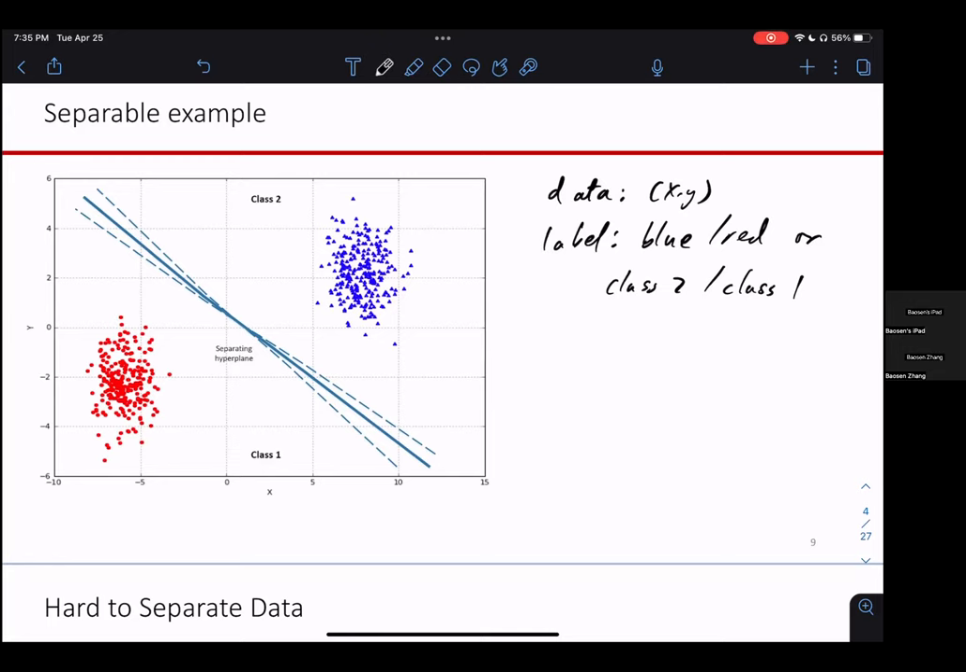The way it is used is, let's say you have a new data point coming in. Let's say this is your new data point. Now, we look at the example that we have, the bottom line. If a new data point comes in on the blue side of the line, it's blue. If another data point comes in on the red side of the line, it's red. This is how you use the classifier.